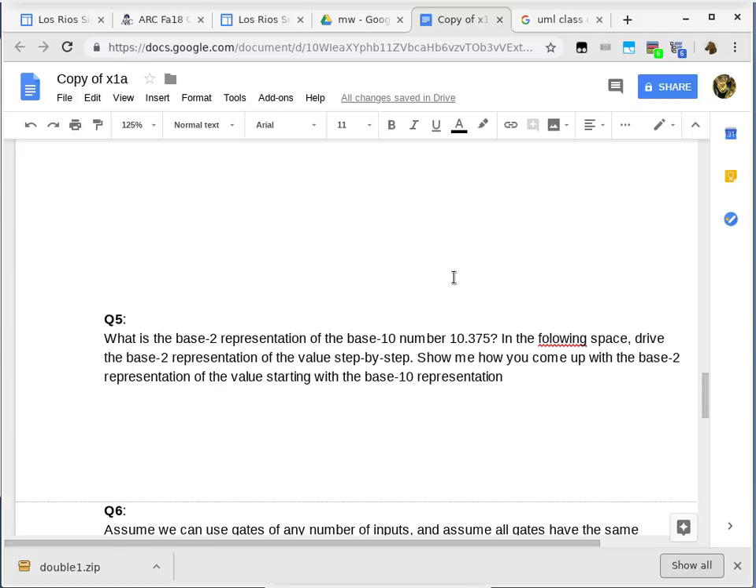So I have a lot of typos in this one. So in the following space, derive the base 2 representation of the value step by step. So it's basically going in the opposite direction. So this time you are given a base 10 representation of a value, and you have to step by step convert it into a base 2 representation.